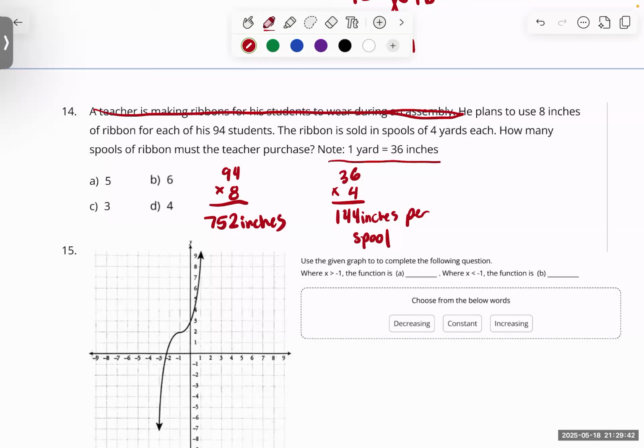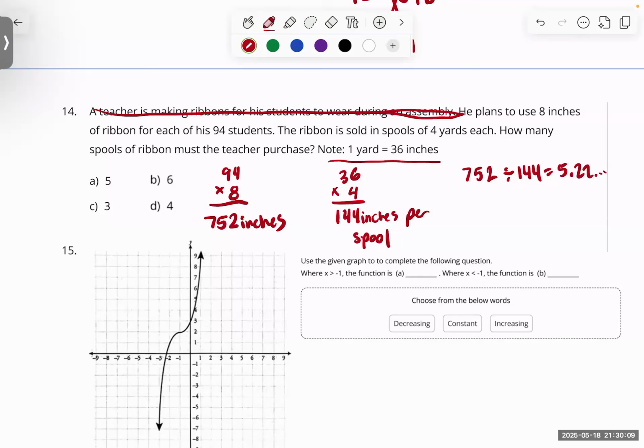So I'm doing 752 divided by 144 because I'm taking the total and I'm splitting it. And let me do that in my calculator very quickly. Again, always use your calculator when you can. That is 5.22 repeating.